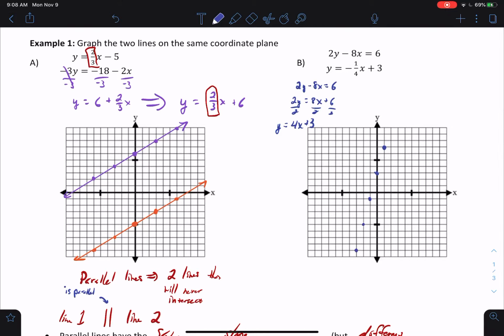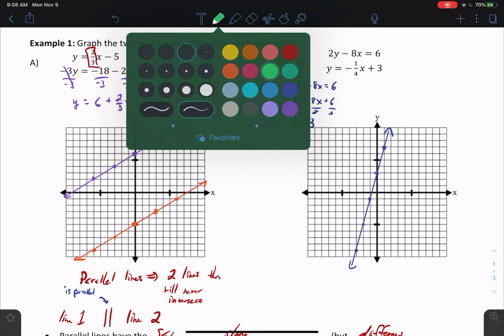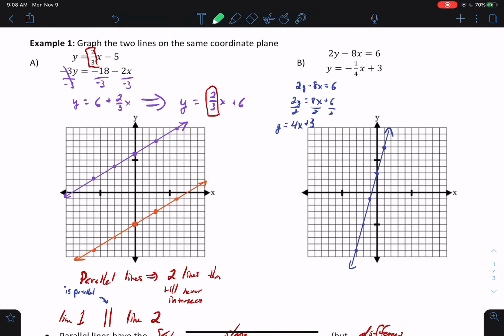Okay, just plotting a couple other points. I'm going to graph this. Oops, that's not the best. Let me try again. Here we go. Okay, so we get y equals 4x plus 3. That's line 1. Okay, line 2, y equals -1/4 x plus 3. So that has the same y-intercept. We're going to go down 1 to the right 4. Down 1 to the right 4. This is a decreasing function. I know that because my slope is negative.